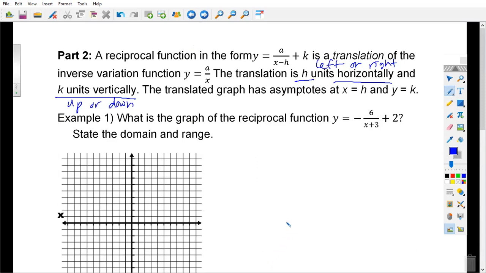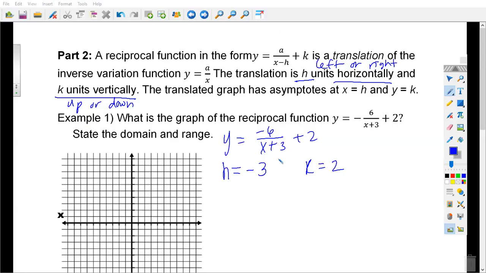Okay, when you have a negative, it actually belongs in the numerator. So it's -6 over x plus 3 plus 2. From here, I'm going to identify my H and my K. So H equals, X is a liar, so H equals what? -3. And K equals what? 2, +2, right?